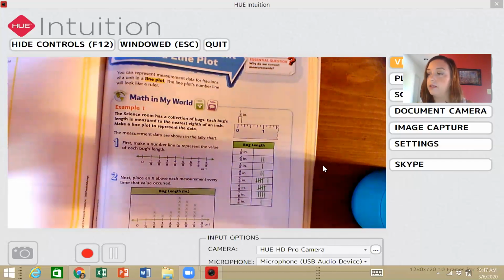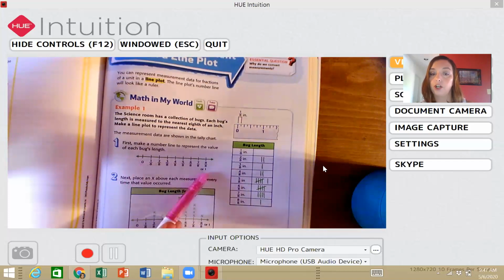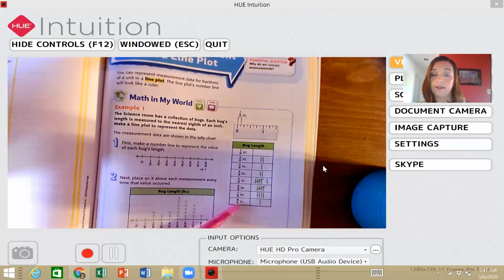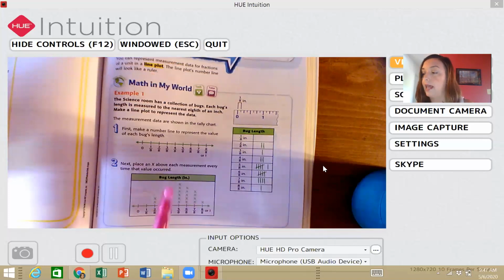So the first step is to go ahead and create the number line to represent the value of each bug's length. So they start with 0 and they end with 8/8 or 1 whole because the largest measurement is 8/8. Okay, and then they split the number line into 8 equal parts because the denominator is 8. So they have 1/8, 2/8, 3/8, 4/8, 5/8, 6/8, 7/8, and then 8/8. So down here, it says next place an X above each measurement every time that a value occurred.